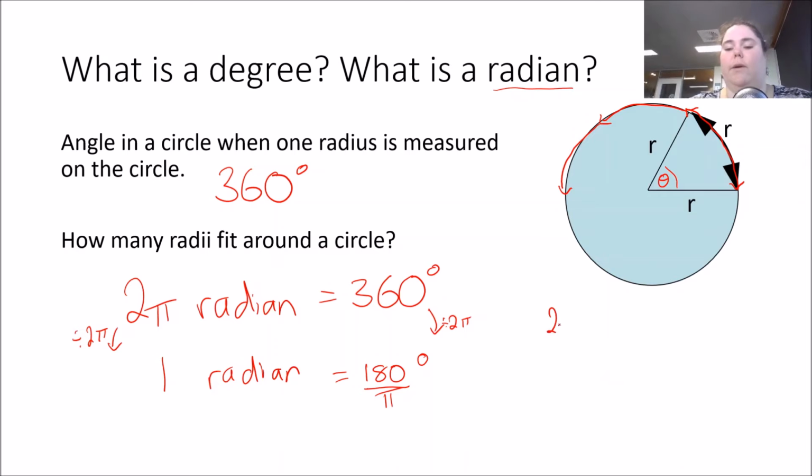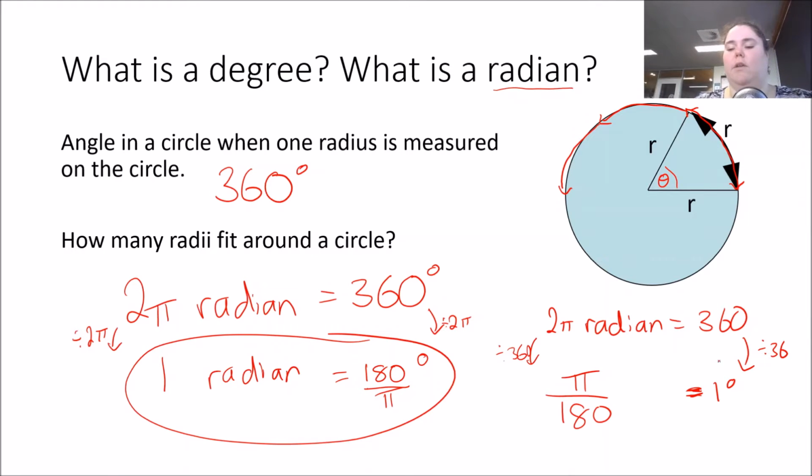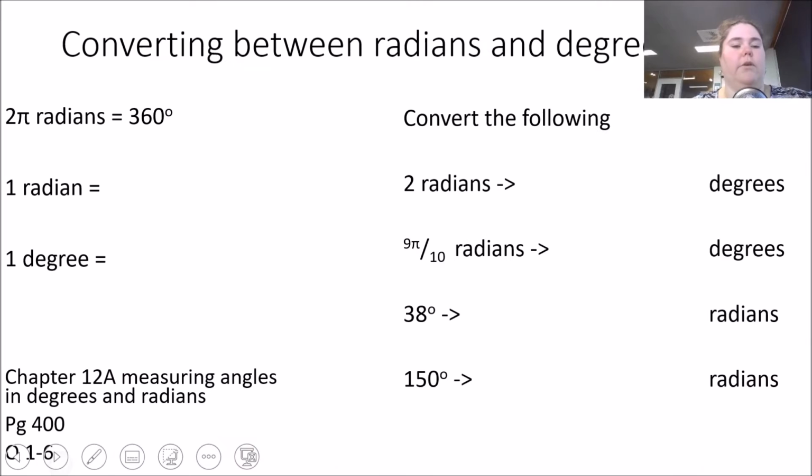If I wanted to go the other way, to know how many radians in 1 degree, I would divide this side by 360 to get my 1 degree, and divide this side by 360. So now I have 2 pi on 360, which puts 180 on the bottom, pi on the top. This is really handy to know, because this is how we can convert between radians and degrees. These two definitions are on your cheat sheet. It actually tells you how to convert from one to the other, which is what we're going to do now.